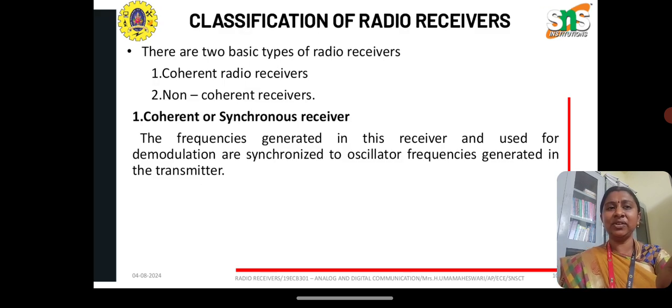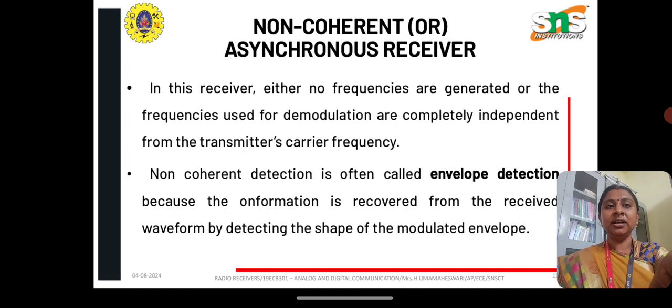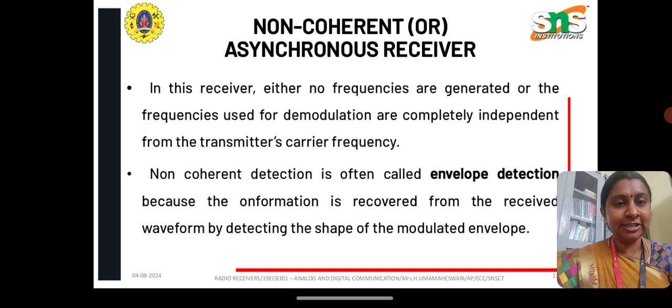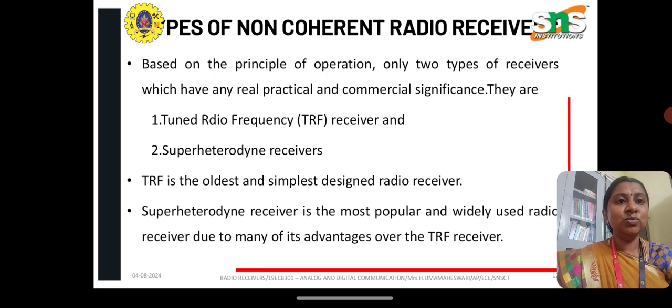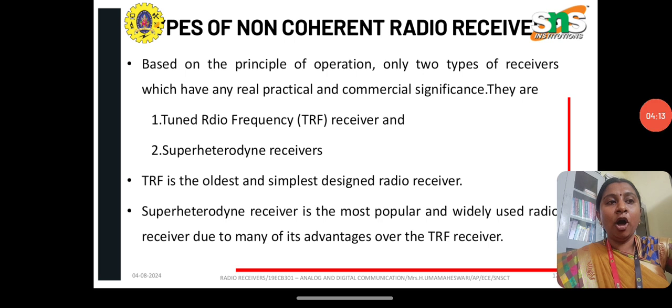There are various classifications of radio receivers: coherent and non-coherent receivers. In the non-coherent or asynchronous receiver, no frequencies are generated or used for demodulation, and it is completely independent from the transmitter's carrier frequency. This detection is also called envelope detection, because the information is recovered from the received waveform by detecting the various signals. The types of non-coherent radio receivers are based on the principle of operation.